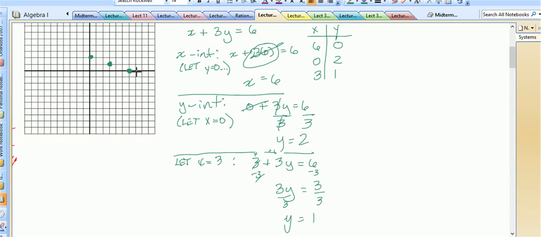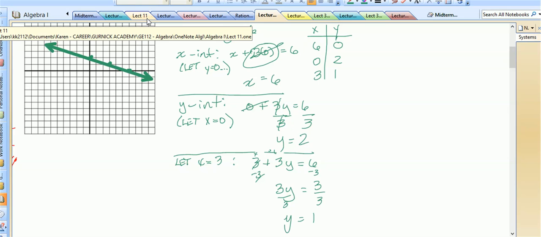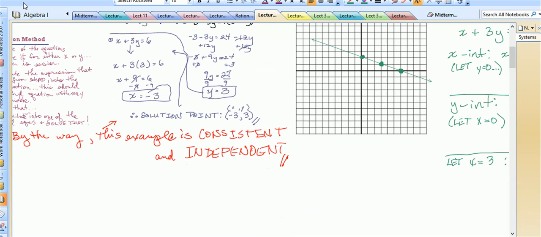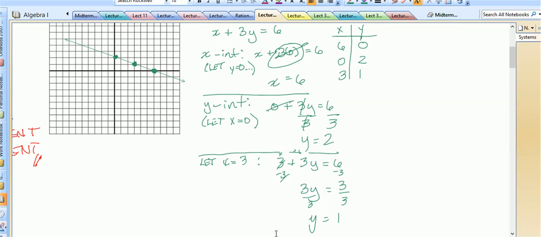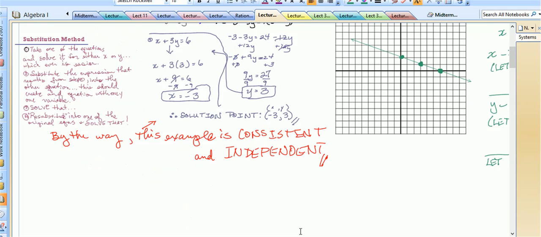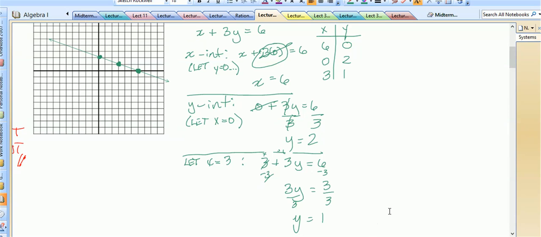Let's see if I can get my pen to behave. Of course, I want it to be thinner than that. Okay, so here's our line. This is equation number 1, and you can see that it has a negative slope. All right, so here's the equation of our line 1, the very first one.